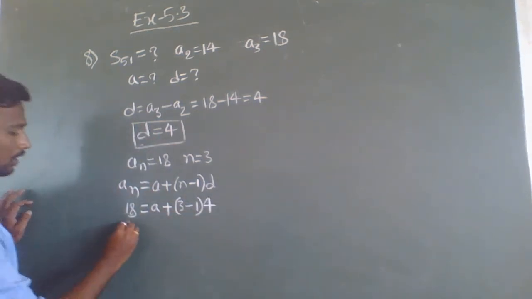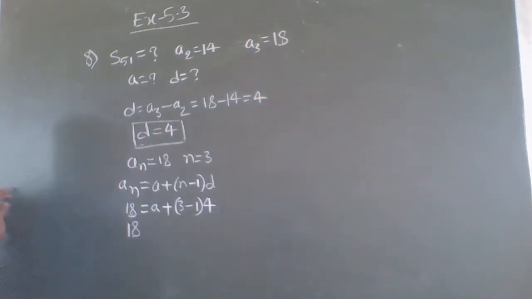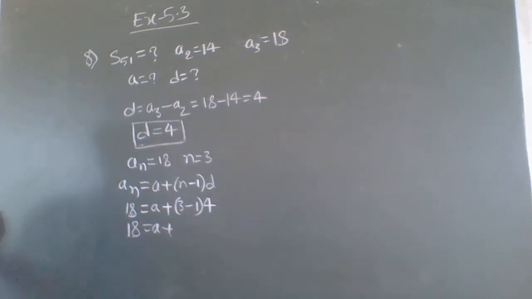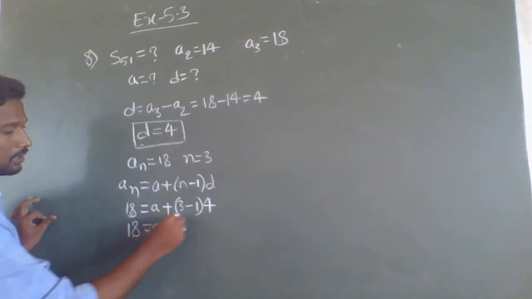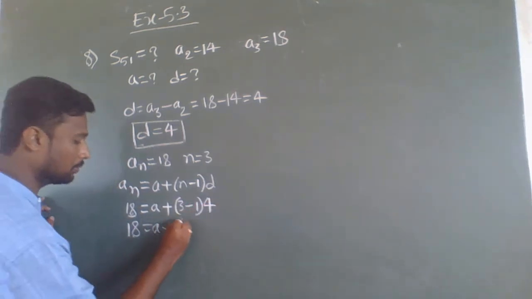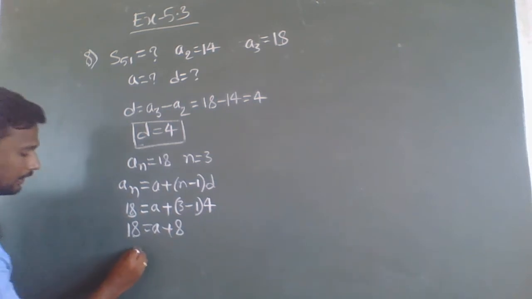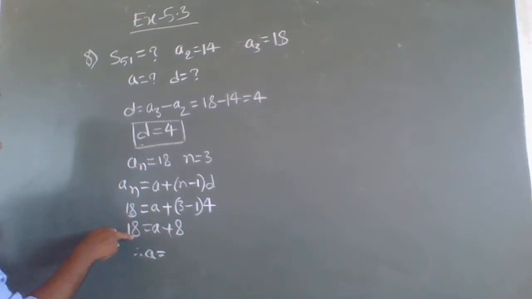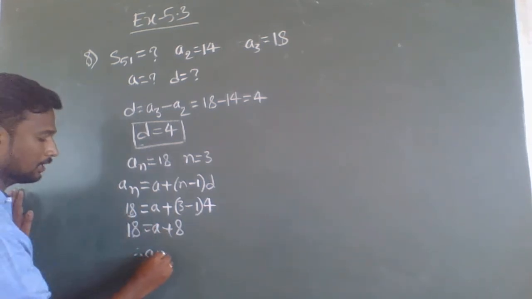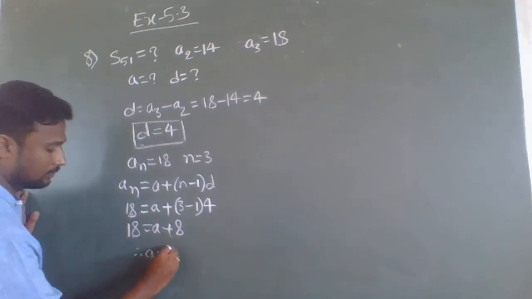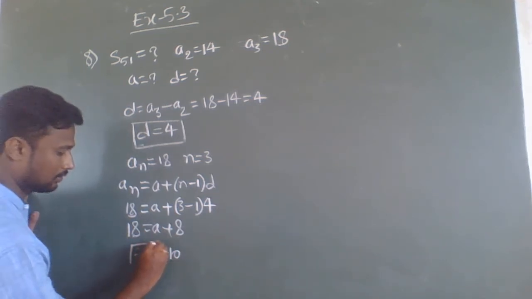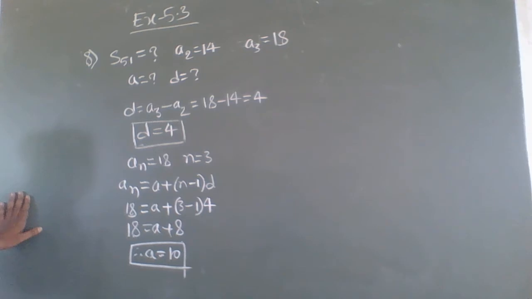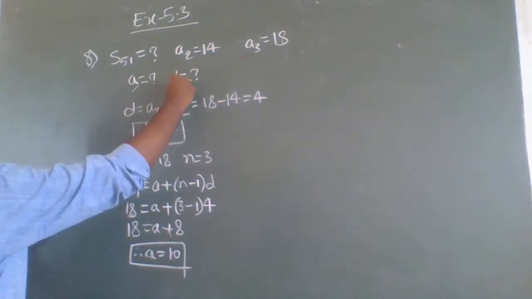What is the d value? 4. Okay. Now in the next step, 18 is equal to a plus 3 minus 1, which is 2, into 4. 3 minus 1 means 2. 2 into 4 means 8. Now to calculate the a value, what can I do? I will move this 8 to the other side. Therefore, it becomes 18 minus 8. 18 minus 8, how much will I get? 10. Therefore, the a value is 10. Now I have the values of a and d.